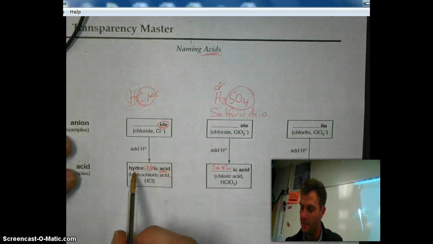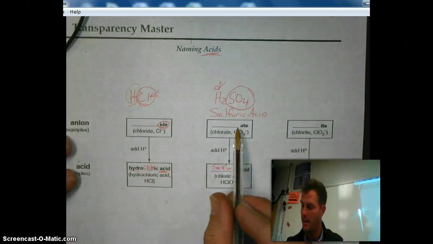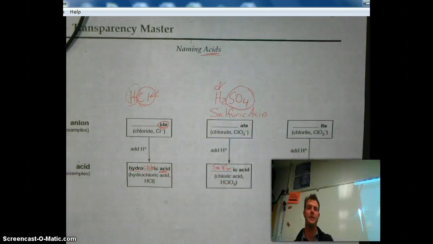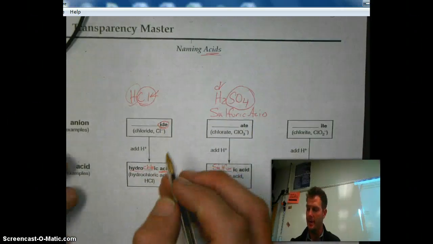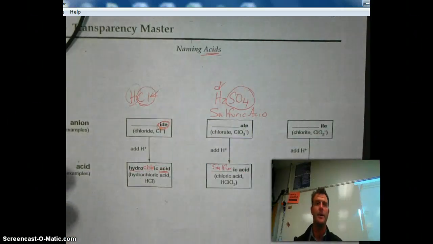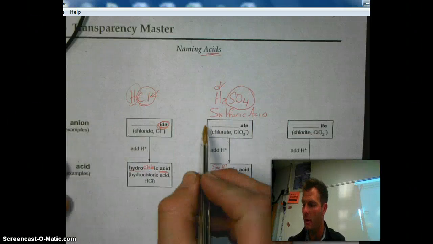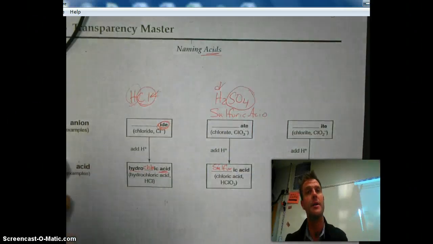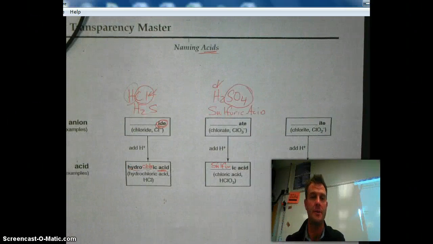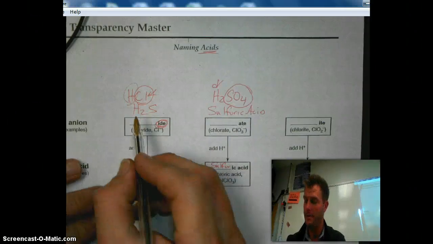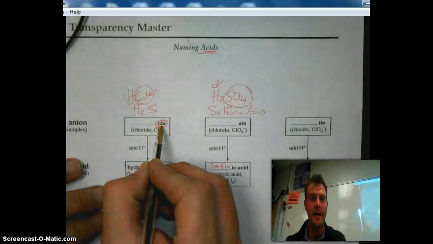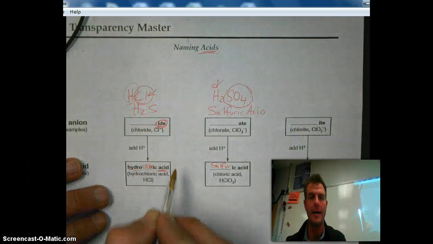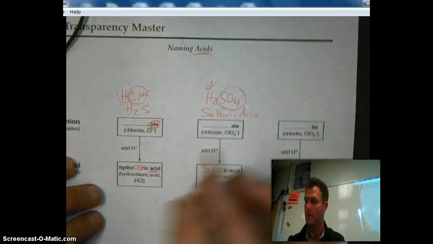Now notice the difference between this hydro and just here, sulfuric acid. The only time you put hydro on something is when the ending anion ends in IDE. So you aren't going to always just name something hydrosulfuric acid. Now, is there a hydrosulfuric acid? Yes, but you have to use the anion that ends in IDE. There's hydrosulfuric acid, H2S, dihydrogen sulfide, IDE, hydrosulfuric acid.